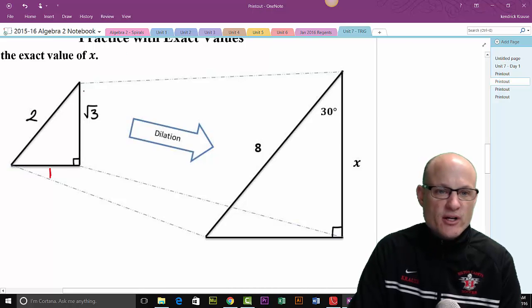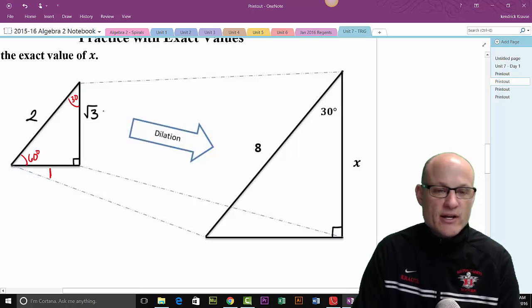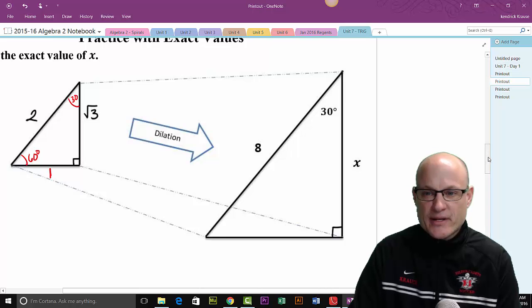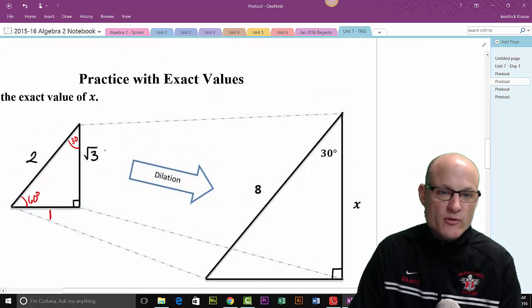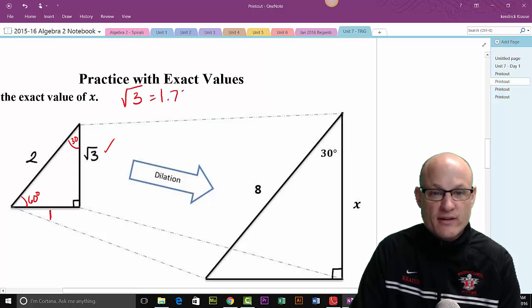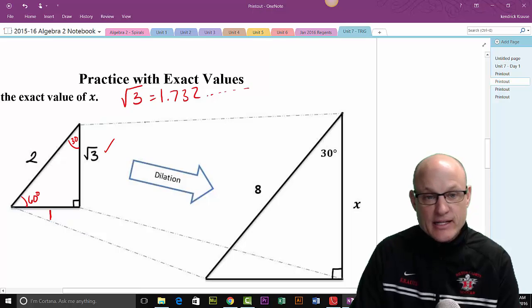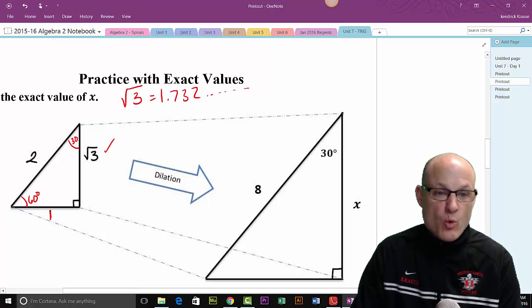So this is 30, 60. Now, just as a little heads up and an aside, I know that this square root of 3 has to be opposite the 60 degree angle because the square root of 3 is equal to 1.732..., which is much bigger than 1. And so the 1 has to be opposite the 30 degree angle.